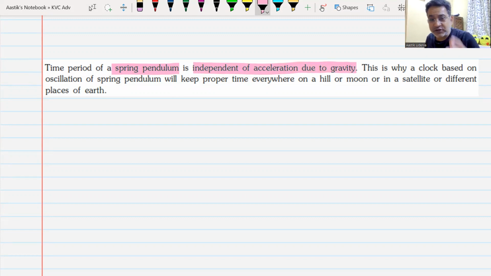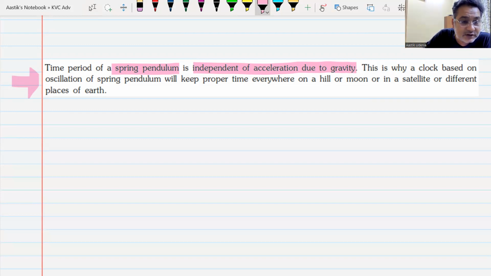Whatever you forget, you may forget your name. You may forget in a JEE exam, why are you sitting here? But you should not forget that the time period of a spring pendulum, spring mass system, is independent of acceleration due to gravity. Wherever you take it, the time period remains the same. You understand this? What do you understand? That it is independent of the acceleration due to gravity.